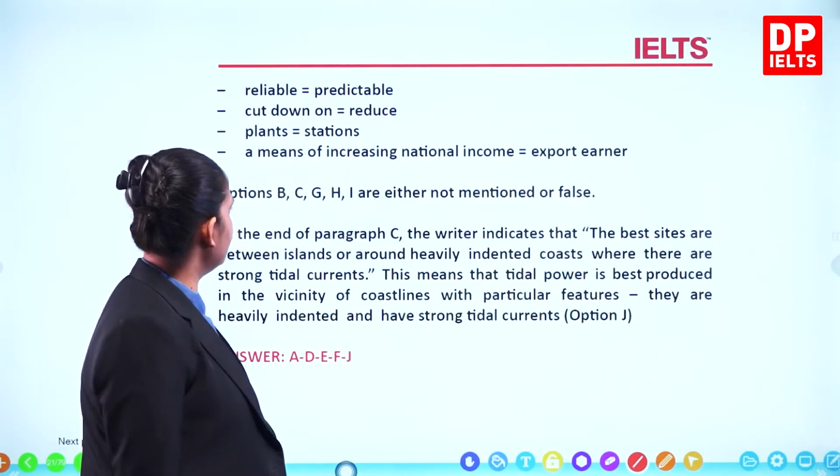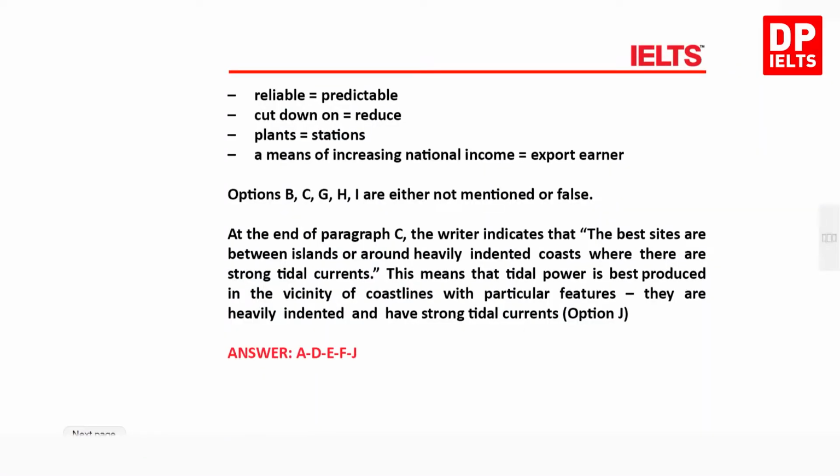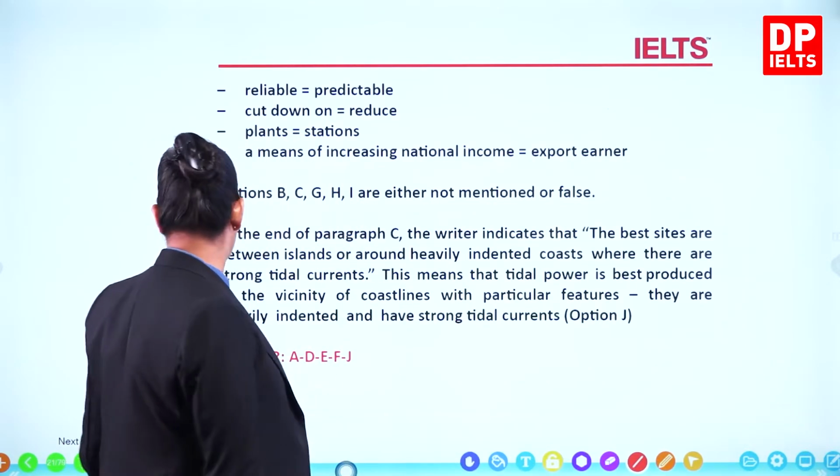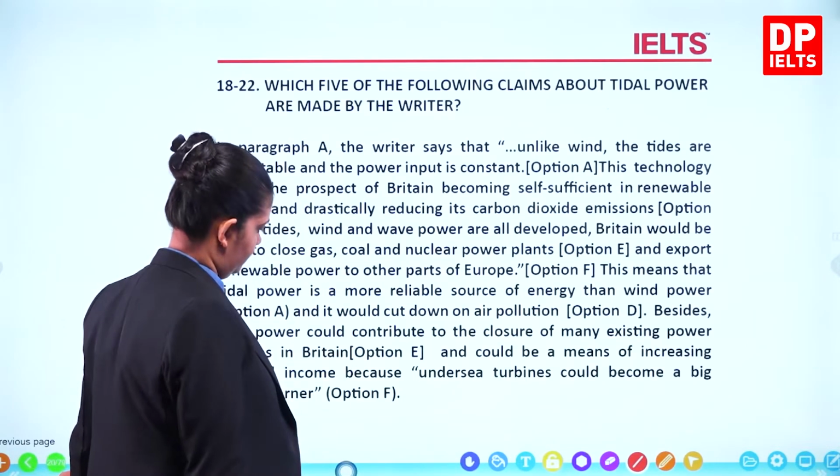Right, so B, C, G, H and I are either not mentioned or they are false, but the given options were definitely mentioned, right? At the end of para C, you find option J as well. So A, D, E, F, J. Okay?